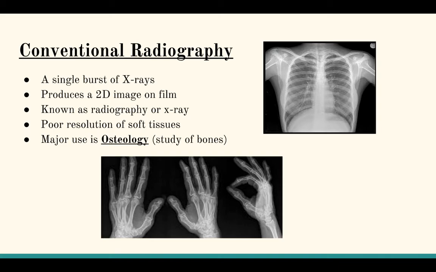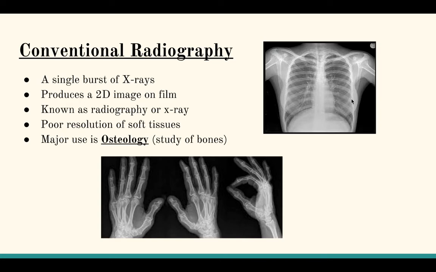And what they also do sometimes is they'll put a lead apron or a lead sheet on top of areas of your body that are not to be exposed to the x-ray radiation. All right, so what this does, this is x-ray radiation. It's a single burst, because you can hear it go bzzz. Usually there's a buzzer associated with the machine. It produces a two-dimensional image on film. It'll expose the film. It's also known as radiography or x-rays, and oftentimes when it comes to these, it gives you poor resolution on soft tissues.